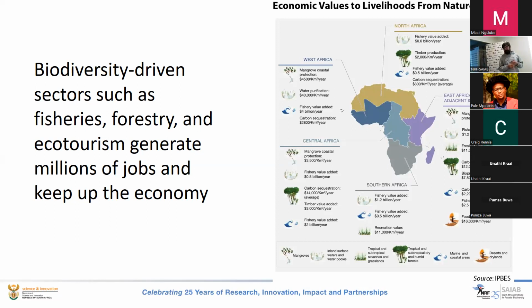And in terms of the economy as well, this is an infographic from Africa. And you can see the biodiversity-driven sectors, fisheries, recreation, carbon sequestration, water purification, food production, everything that's got a very large economic value. And at the bottom there, you can see in Southern Africa, they estimate that the recreation value of biodiversity-related ecotourism is around $11,000 per square kilometer per year. And this directly leads to job creation and economic security.